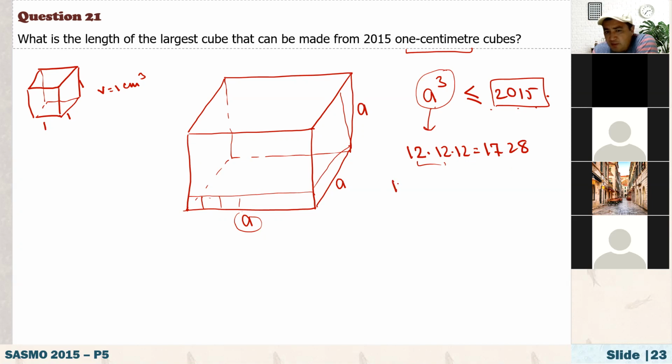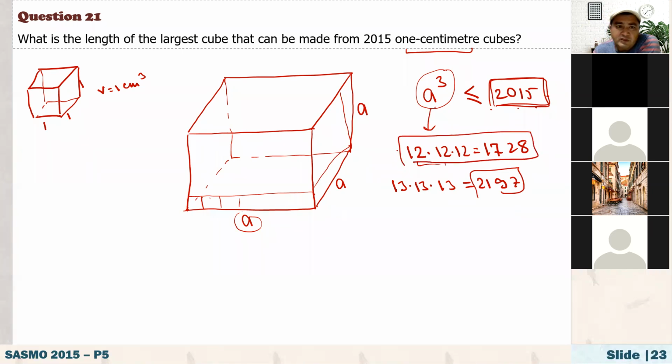One bigger means it will be 13 times 13 times 13, which is equal to 2197. But to make this cube, we don't have enough cubes. We have only 2015 cubes, right? So the biggest possible cube we can make is only a 12 by 12 by 12 cube. So the answer is, what is the length of the largest cube? The length is 12 centimeters.